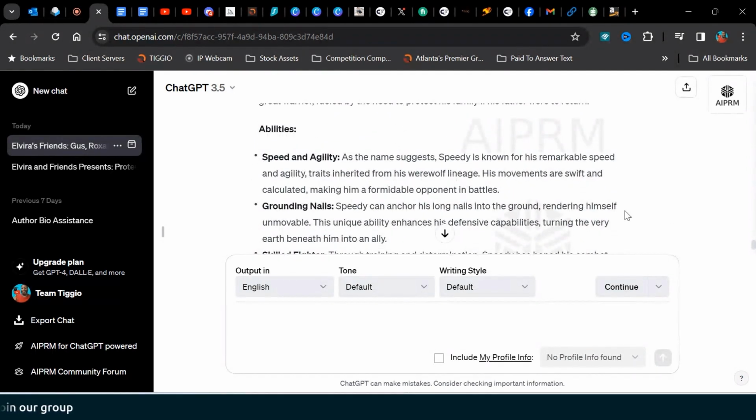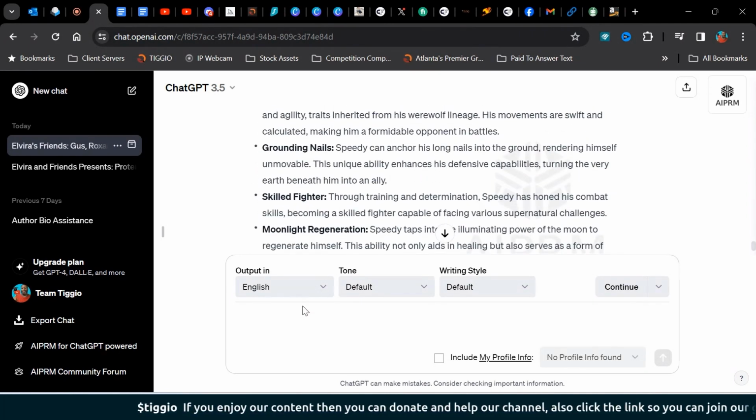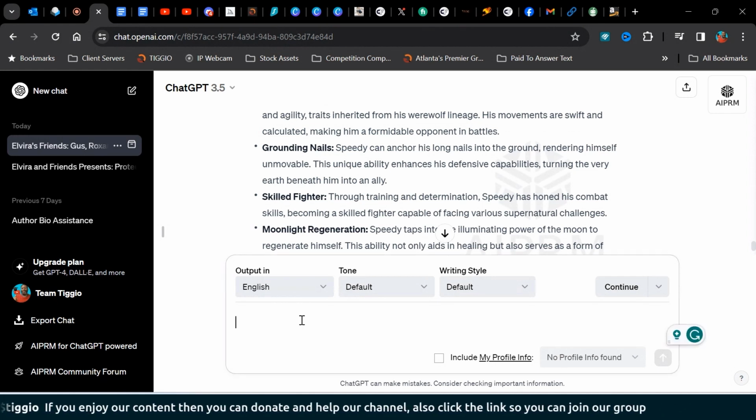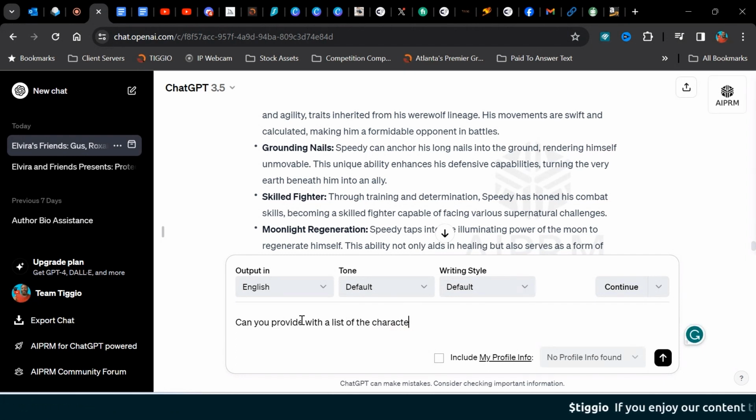And in every aspect, I put the abilities and everything like that. So now that we are getting closer to everything, let's write this. Can you provide me with a list of the characters that will appear in this book?